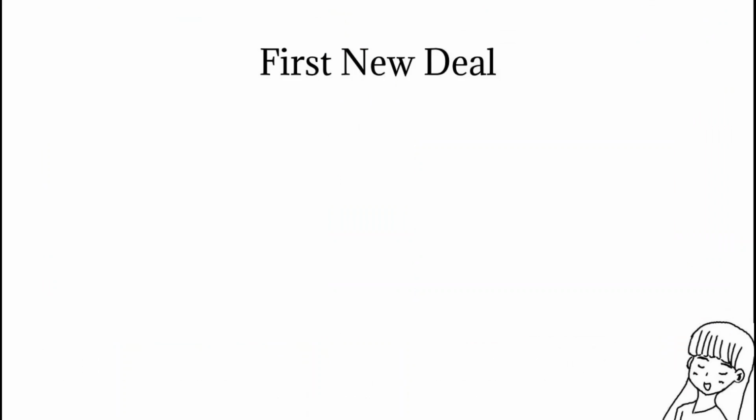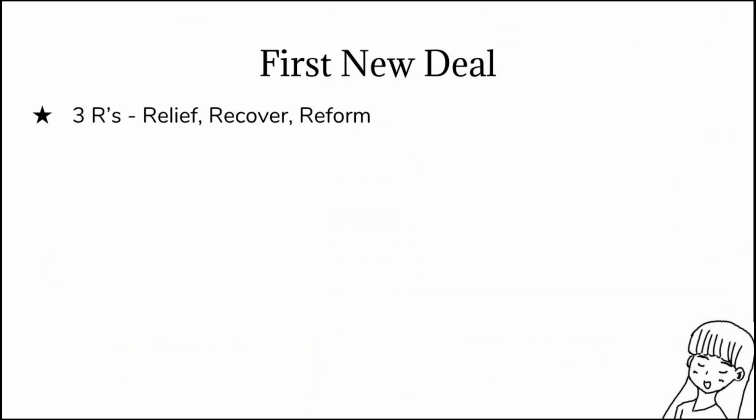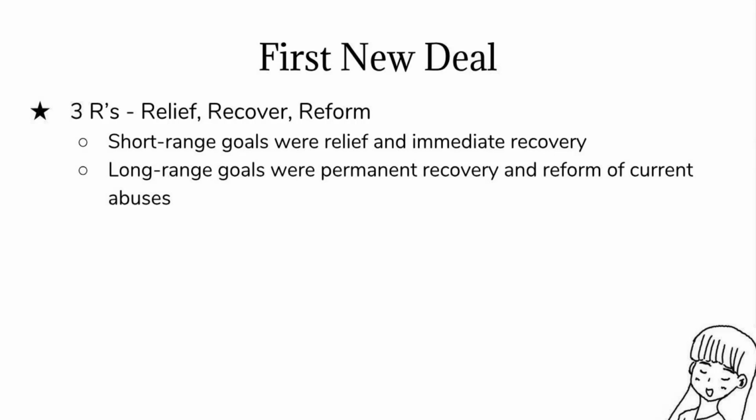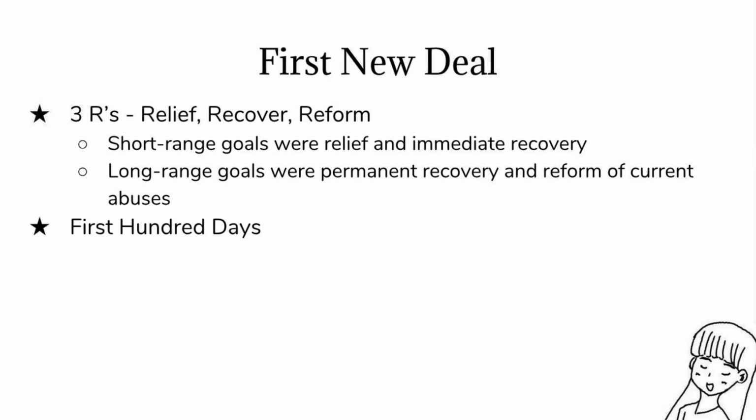Let's talk about the first New Deal. So Franklin D. Roosevelt focused on 3 R's: the relief, recovery, and reform. The short-range goals were relief and immediate recovery, and the long-range goals were permanent recovery and reform of current abuses. And he starts off this first New Deal with the first 100 days and cranks out a bunch of legislation.